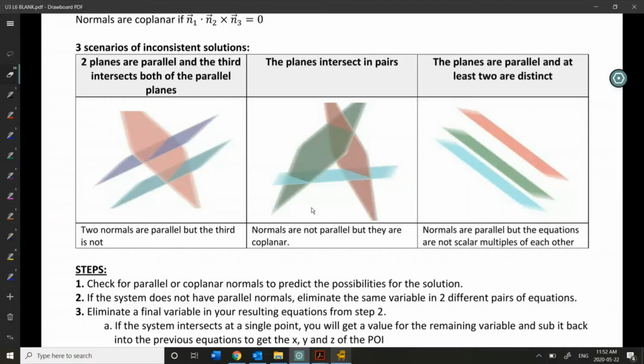So remember, in order for this system to be consistent, they need to all cross at a common area. So if I have two that are coincident, yes, those intersect infinitely, but if the third one is distinct, that means that the system does not have any solutions.